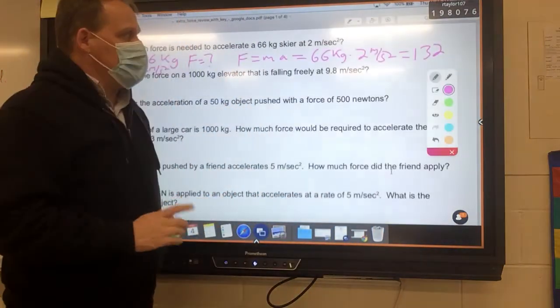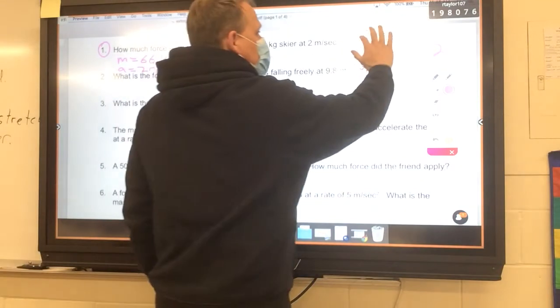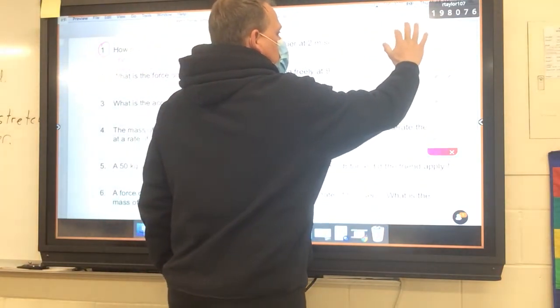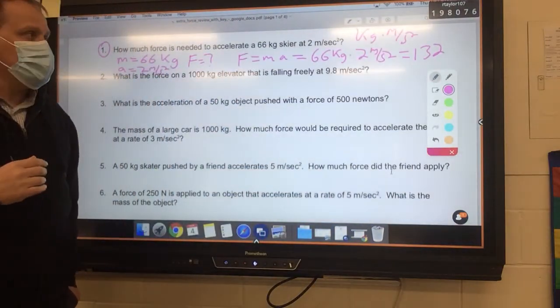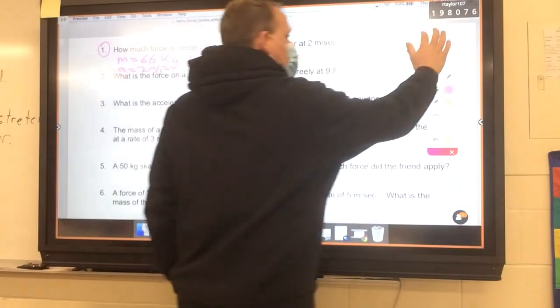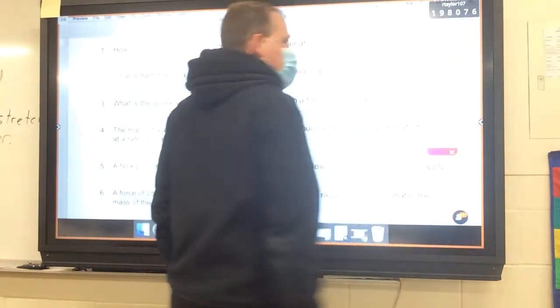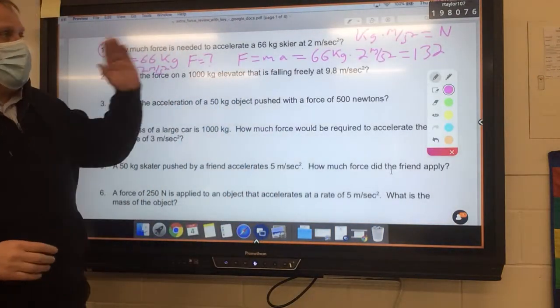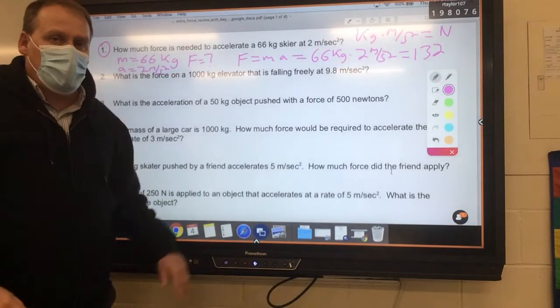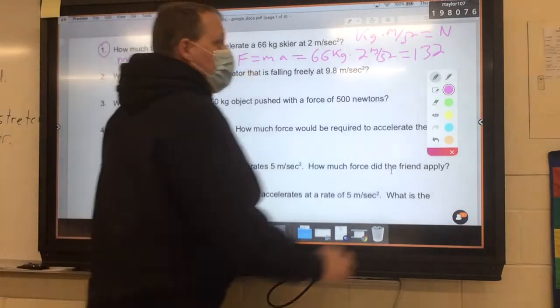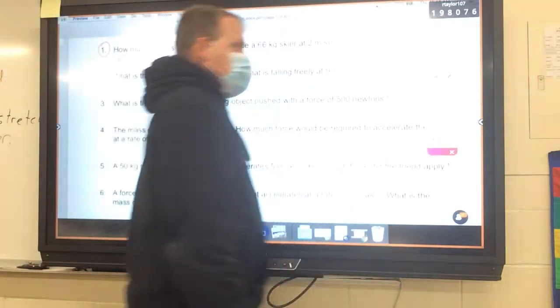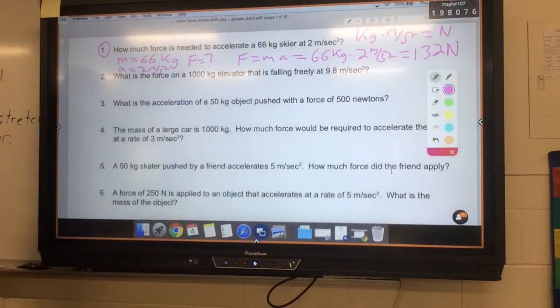And now look at the units. It's kilograms times meters per second squared. And we have learned that a kilogram meter per second squared is equal to a Newton. That is the definition of a Newton. If you take 1 kilogram and make it accelerate at 1 meter per second squared, that's 1 Newton. So this is 132 newtons of force. So that's how you do this first problem.